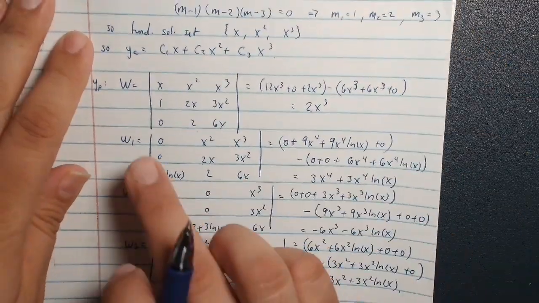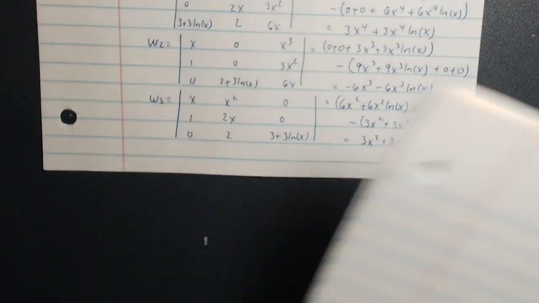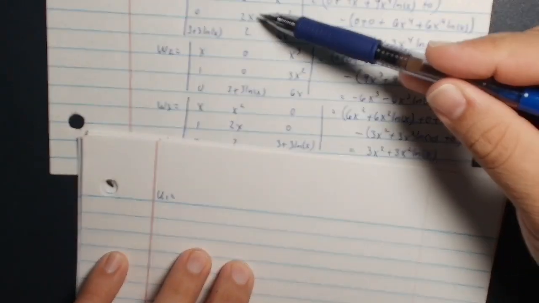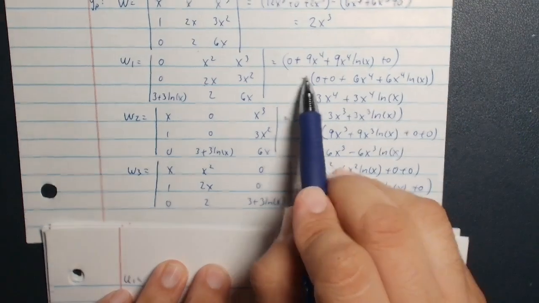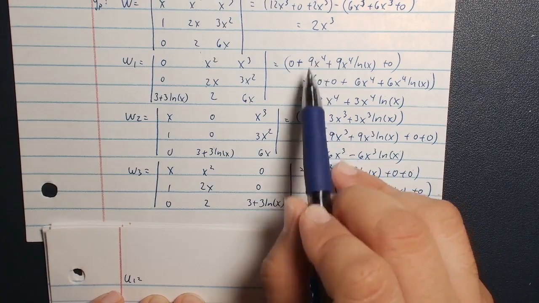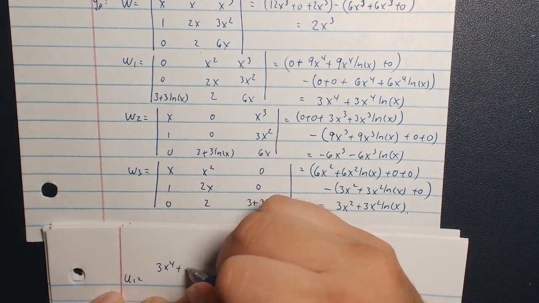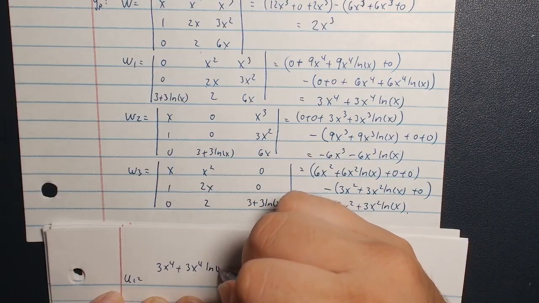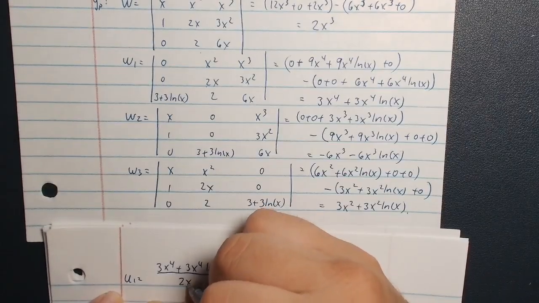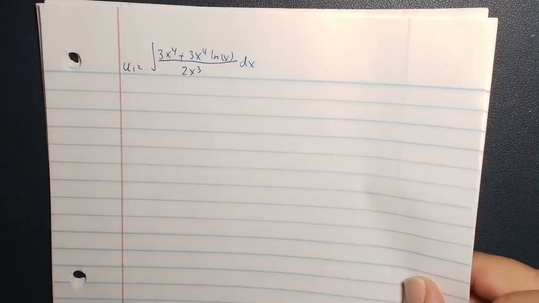Okay, now we're going to go ahead and take these and divide by our Wronskian to get our integrands for u1, u2, and u3. So for u1, I'm going to take w1 right here and divide it by w. So here, I've got 3x to the 4th plus 3x to the fourth natural log of x, and we're dividing that by 2x to the third, and we're going to integrate that with respect to x. Okay? We'll come back for the other ones.